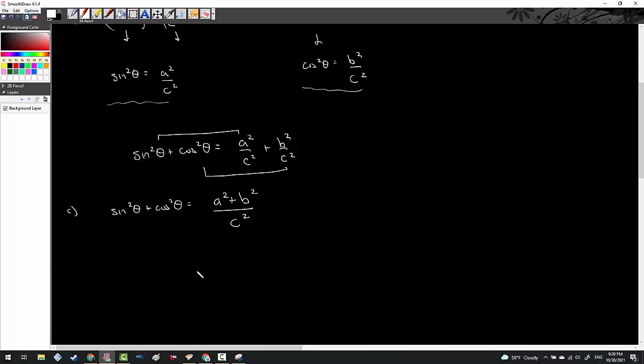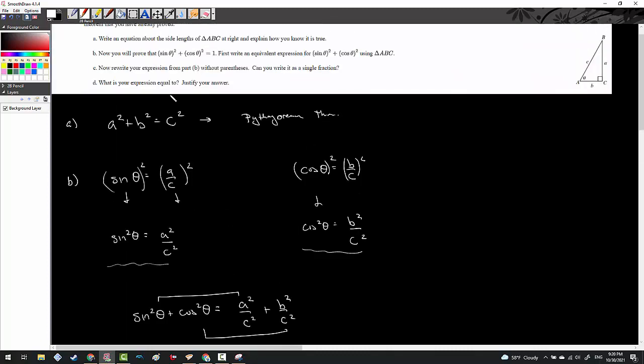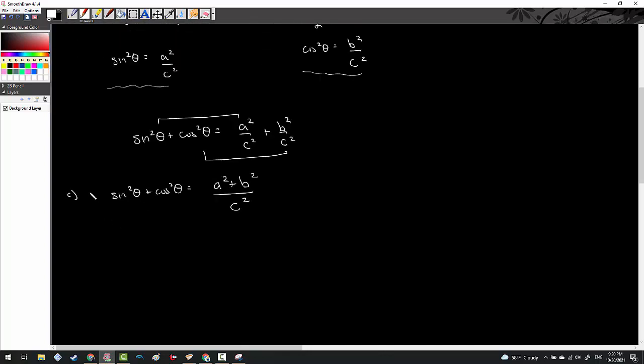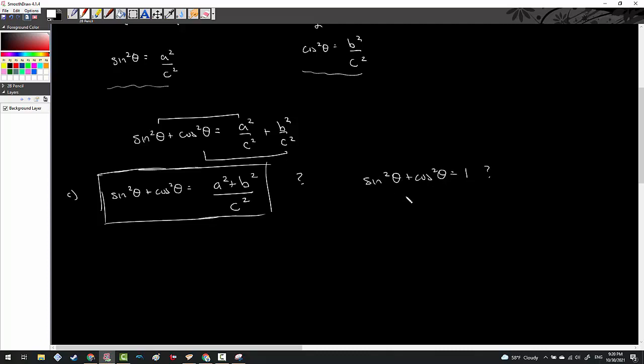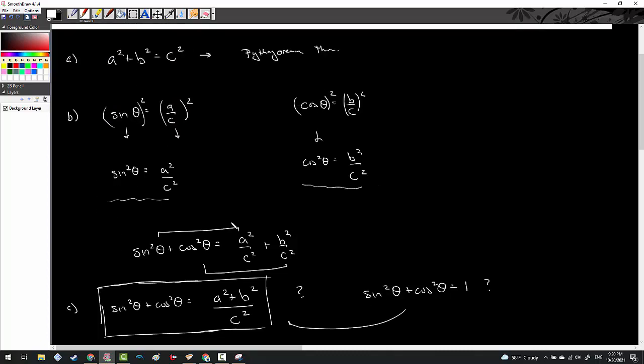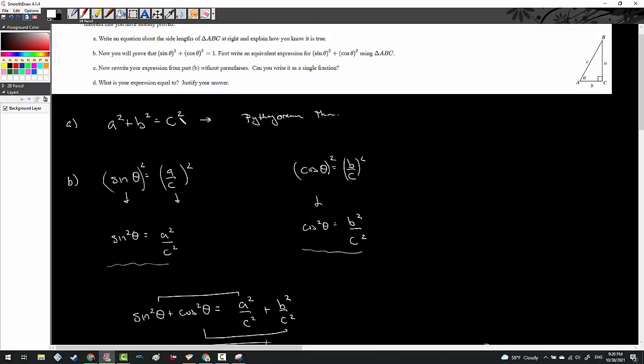Now, as this problem starts to look worse, we have to start to look back at our original expression here. And it says, rewrite what is your expression equal to, justify your answer. Well, at this point, this hardly proves anything equaling 1. And remember, our objective was to show that sine squared theta plus cosine squared theta equaled 1, right? But how are these things the same? Well, remember, going back to the initial relationship in part A, they asked us to use a Pythagorean relationship, and we know that a squared plus b squared is in fact c squared.